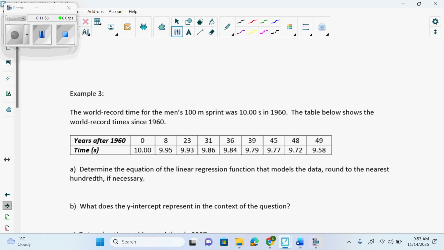Now, obviously, there's a lot more to this. There's questions, there's equations, there's all that stuff, but we're just getting equations today. Not overwhelming ourselves. So this one says the world record time for the men's 100-meter sprint was 10 seconds in 1960. The table below shows the world record since 1960. And they want a linear regression as well. So list 1, list 2. Go, I want to see if you can. This one's linear as well because it says linear below.